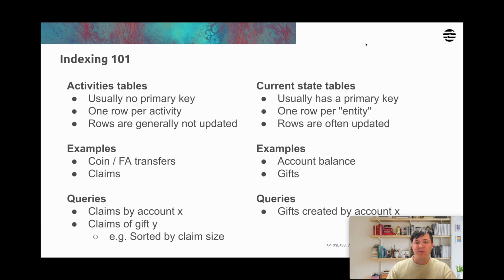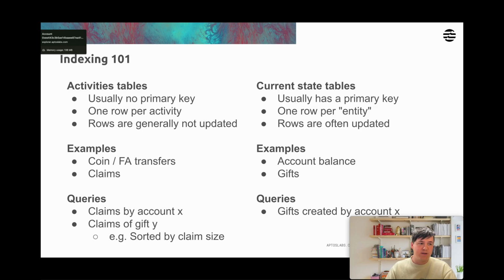And some queries we might want to do for claims is, get me all the claims by this account, or get me all the claims for this particular gift, maybe sorted by claim size, or only if they're newer than a certain time. And then for gifts, it might be get all gifts created by account X, and you can select particular fields that you care about, and again, a variety of filtering options.